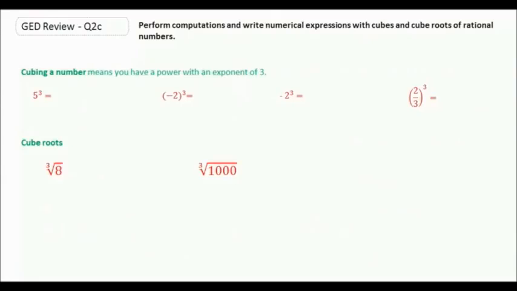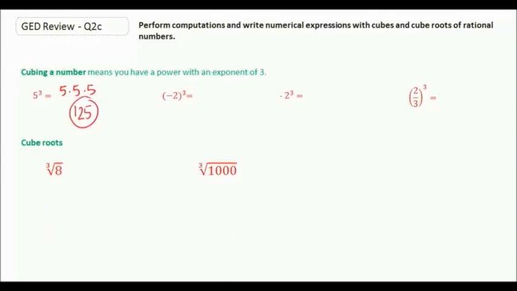Now let's work with cubes and cube roots. Cubing a number means you have a power with an exponent of 3. So 5 cubed would be 5 times 5 times 5, which is 125.